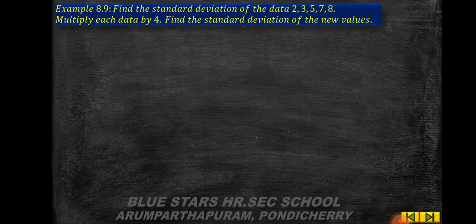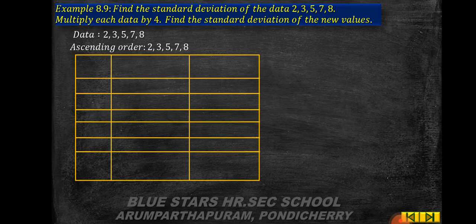Example 8.9. Find the standard deviation of the data 2, 3, 5, 7, 8. Multiply each data by 4. Find the standard deviation of the new values. So in the last example we saw that you have to add 3 to all the values. Now we are going to multiply each data by 4. Same method. First, the given data is 2, 3, 5, 7, 8. The ascending order is 2, 3, 5, 7, 8.